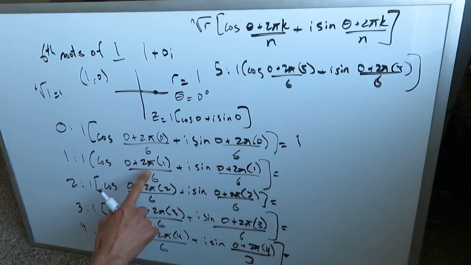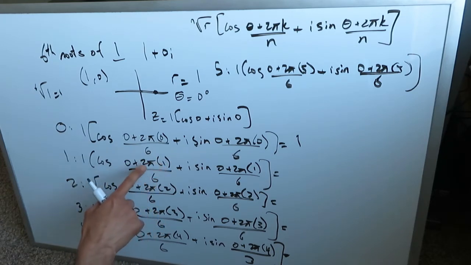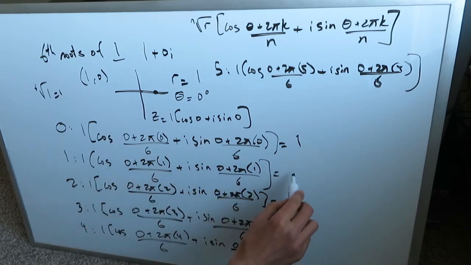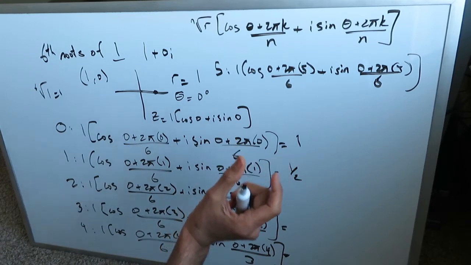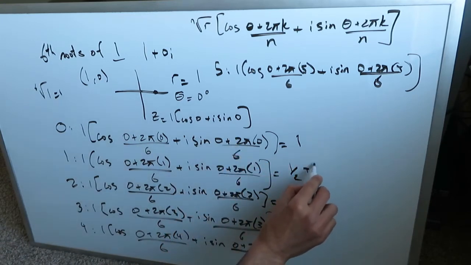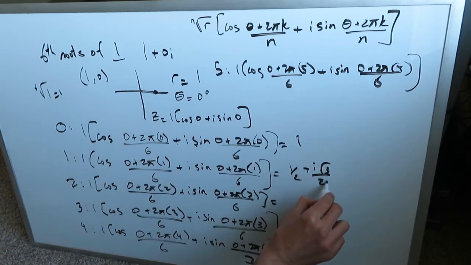Now look over here. We have 2 pi times 1 over 6. And 0 plus 2 pi over 6. We're basically ending up here with a pi over 3, which is 60 degrees. Cosine of 60, if you remember your trigonometric ratios, is 1 over 2, and sine of that same 60, whatever angle you determine here is the same over here. Sine of 60 will be plus i root 3 over 2. Remember those trigonometric ratios.